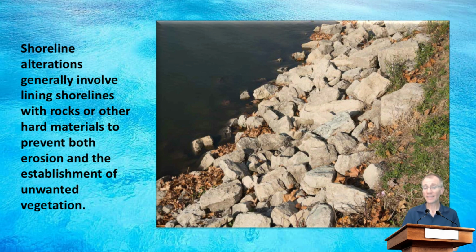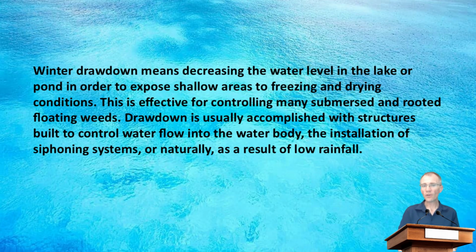of unwanted vegetation. Winter drawdown means decreasing the water level in the lake or pond in order to expose shallow areas to freezing and drying conditions. This is effective for controlling many submerged and rooted floating weeds.